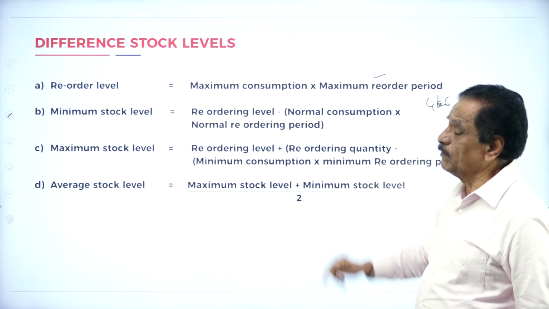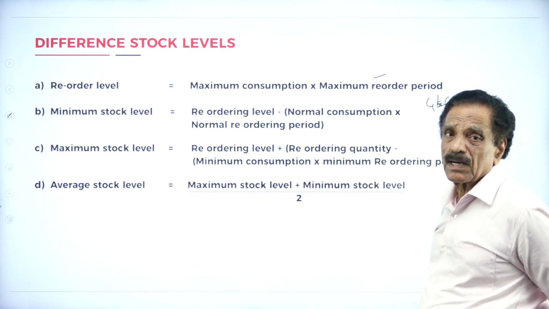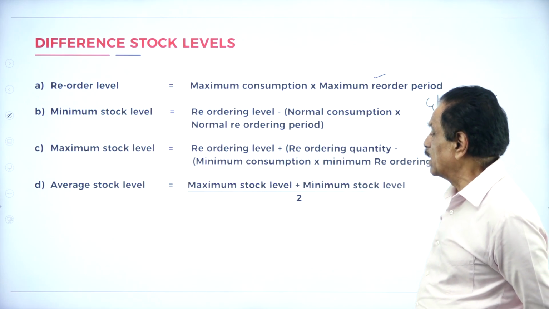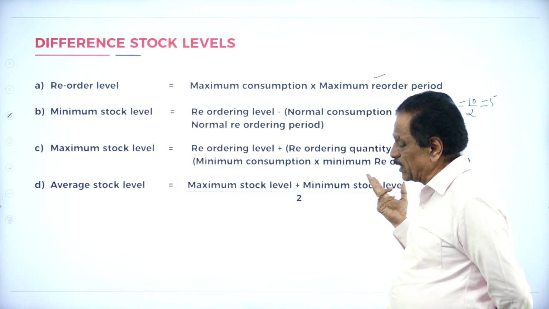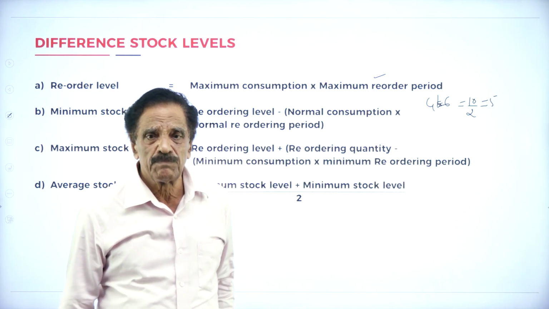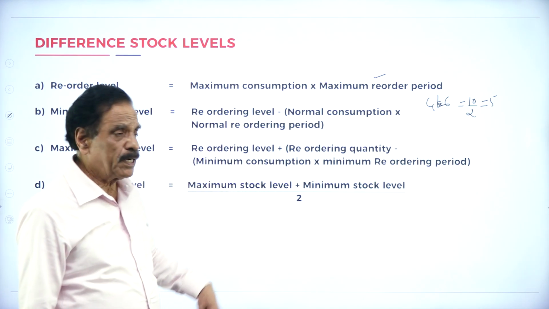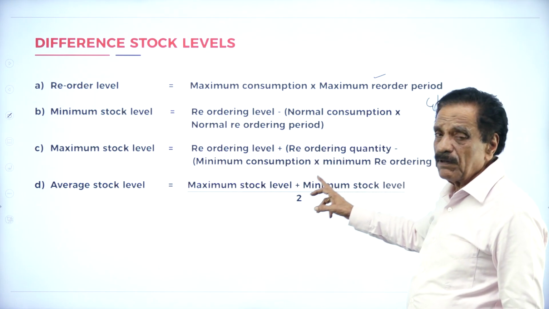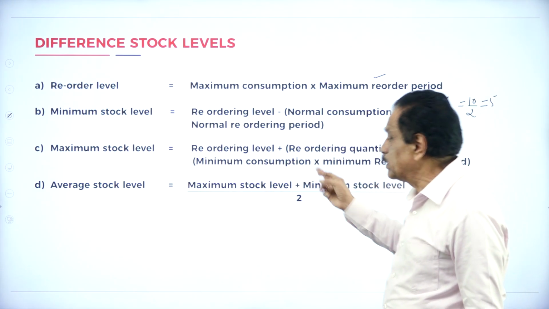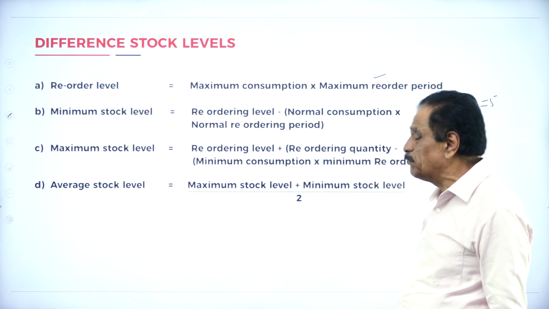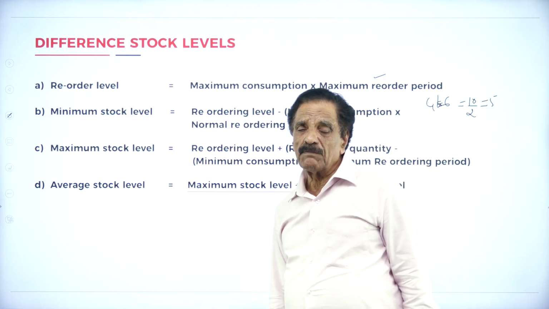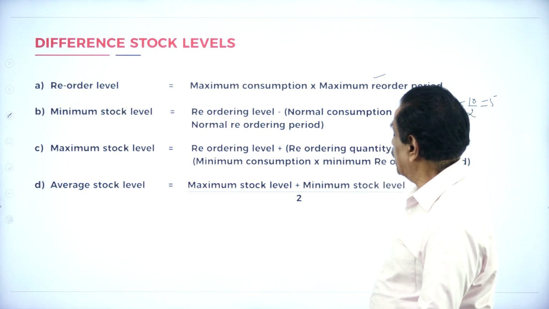The maximum stock level is the reorder level plus reorder quantity minus minimum consumption multiplied by minimum reorder period. This is important. Then the average stock level is the maximum level plus the minimum level, divided by 2.